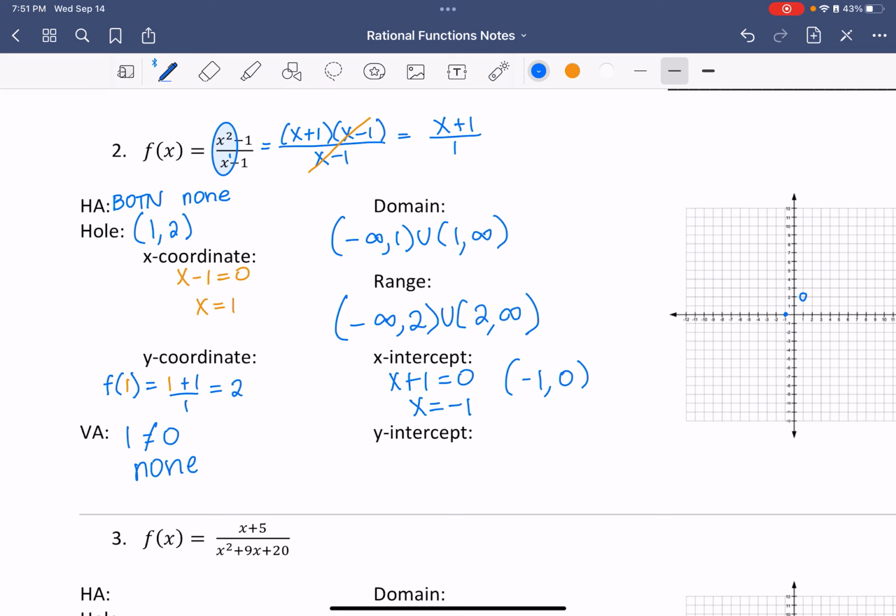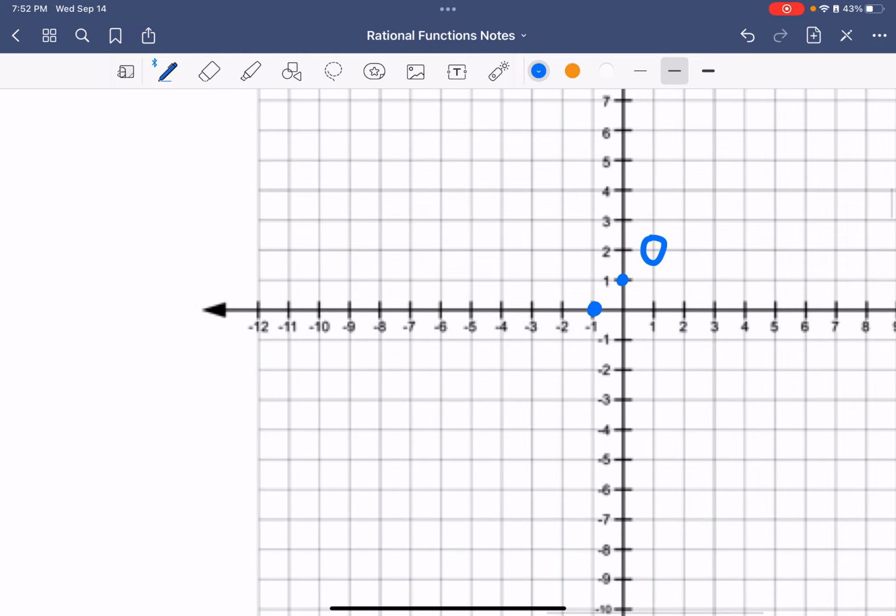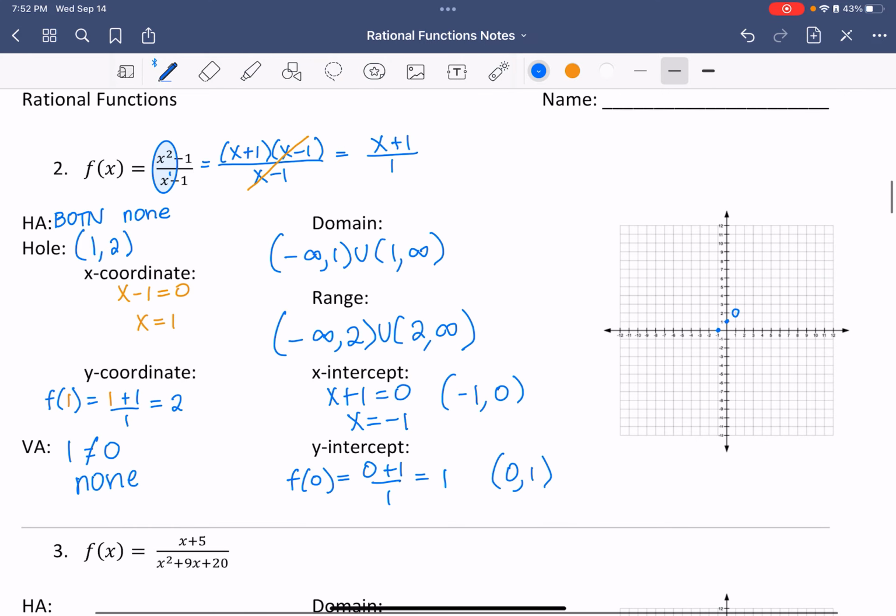For the y-intercept, you do f of 0. So everywhere you see an x, you're going to put in a 0. So that's 0 plus 1 over 1. And you always use the simplified one, okay? 0 plus 1 is 1 divided by 1 is 1, okay? So the y-intercept is 0, comma 1. So I'm going to put a little closed point to represent the y-intercept.